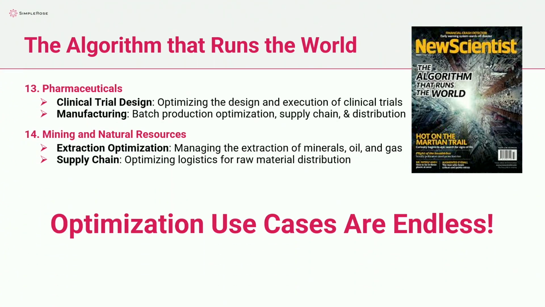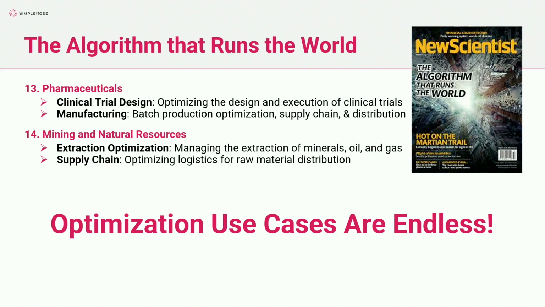And finally, also mineral extraction and natural resource extraction. You've also got to figure out how to optimize the extraction of natural gas, oil, and other minerals. What different kinds of mining techniques should we employ, or which type of oil extraction method should we use, to make sure that we're getting the most amount of good out of the ground for the least amount of energy put in? So really, these optimization use cases are endless, and they have real-world impact.